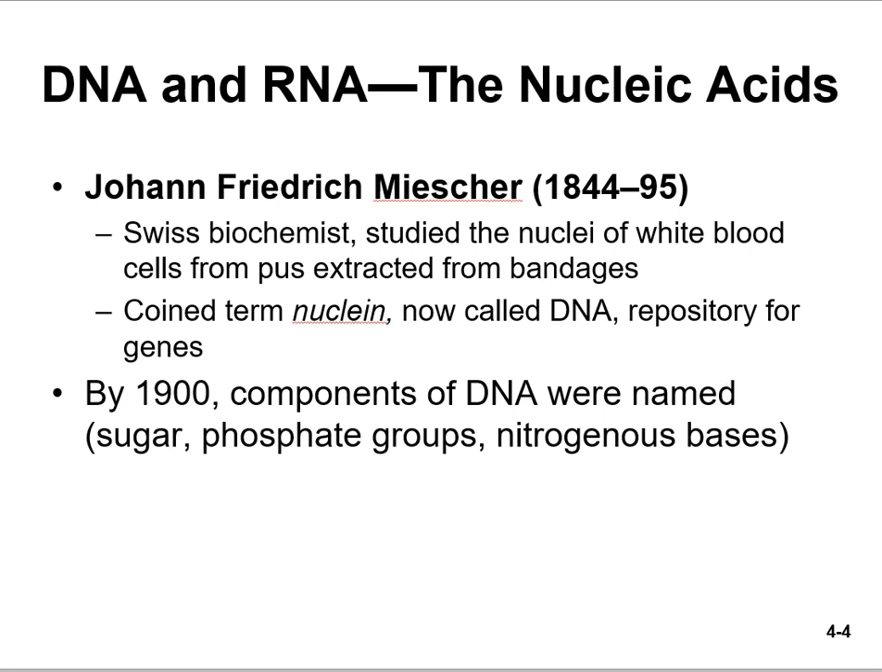In the 1800s, a Swiss biochemist, Johann Friedrich Miescher, studied the nuclei of white blood cells that he extracted from pus in used hospital bandages. And then he also later studied the nuclei of salmon sperm. Both of those types of cells offer very large nuclei. In 1869, he discovered an acidic, phosphorus-rich substance that he named nuclein.